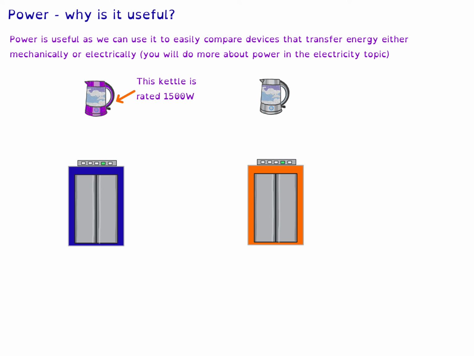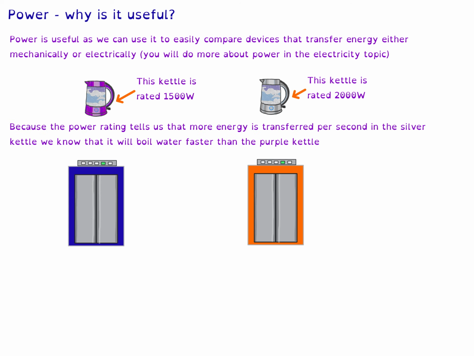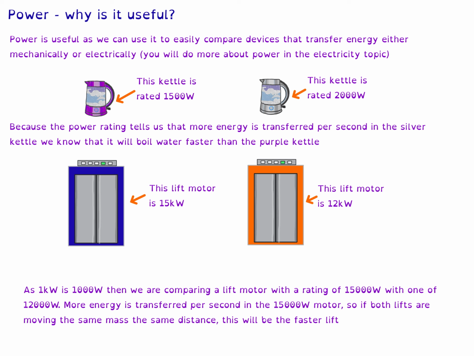This kettle is rated 1,500 watts, and this kettle is rated 2,000 watts. Because the power rating tells us that more energy is transferred per second in the silver kettle, we know that it will boil faster than the purple kettle. This lift has a motor of 15 kilowatts, and this lift has a motor of 12 kilowatts. As 1 kilowatt is 1,000 watts, then we are comparing a lift motor with a rating of 15,000 watts with one of 12,000 watts. More energy is transferred per second in the 15,000 watt motor, so if both lifts are moving the same mass, the same distance, then this will be the faster lift.